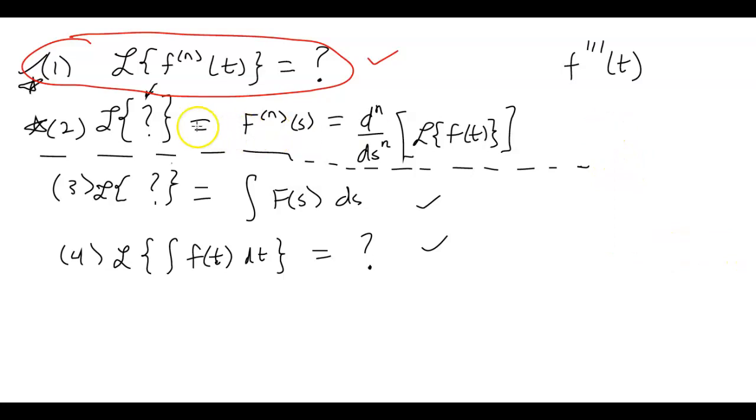Next thing that we want to figure out is the Laplace transform of what kind of function is going to be equal to the nth derivative of the Laplace transform of some function. So we're trying to go the other way. We're going to figure out the first derivative, second derivative, third derivative, fourth derivative of the Laplace transform of a function. What does that look like? And how could we back into figuring out what that corresponding function should look like over here in the t domain?